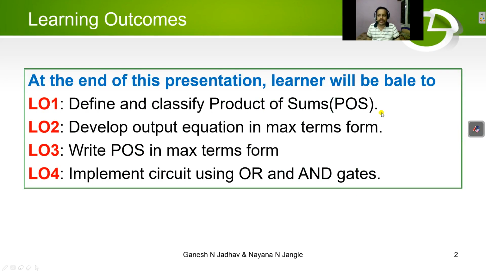What are the learning outcomes? At the end of this presentation, the learner will be able to define and classify product of sum, develop output equation in max terms form. This is very important, max terms form. Write POS in max terms form. Implement circuit using OR and AND gate. So how to implement that, we are going to see in this particular video. So let's begin.